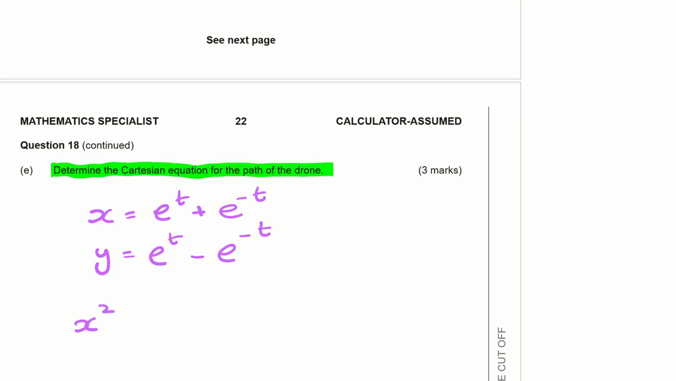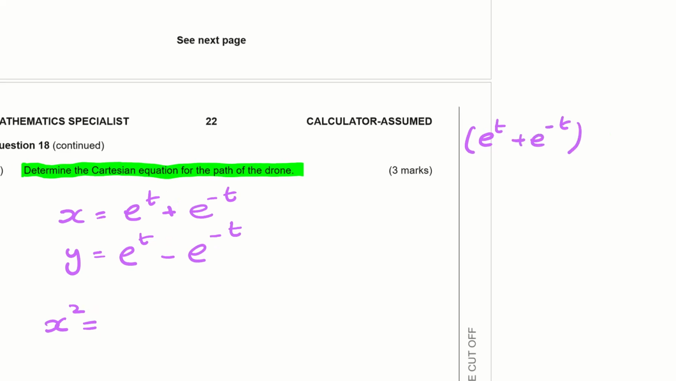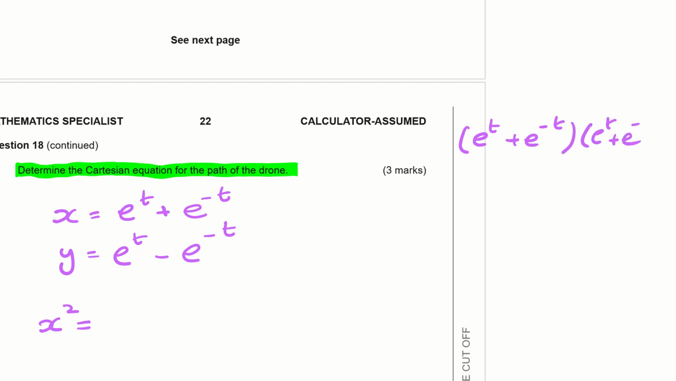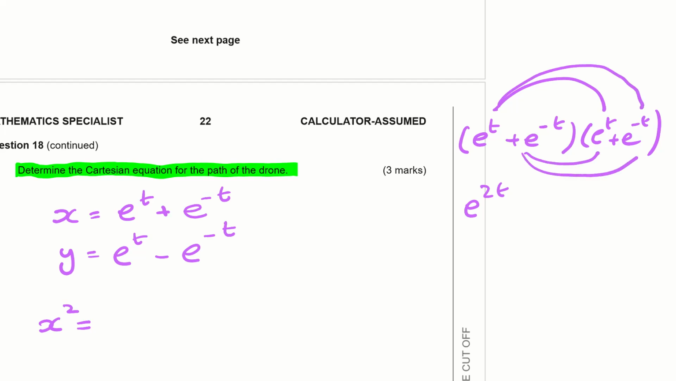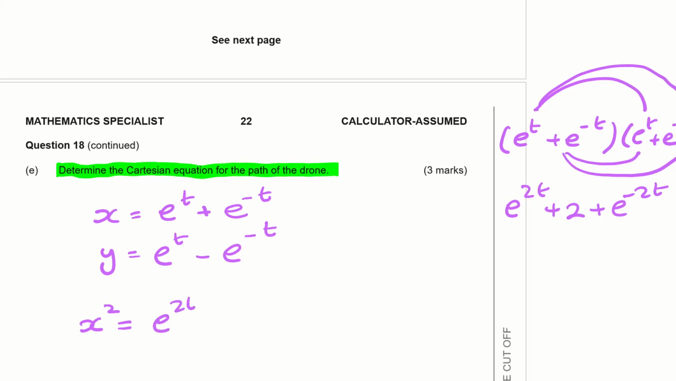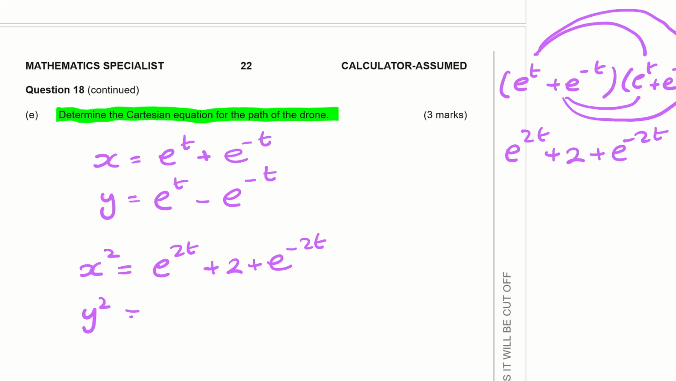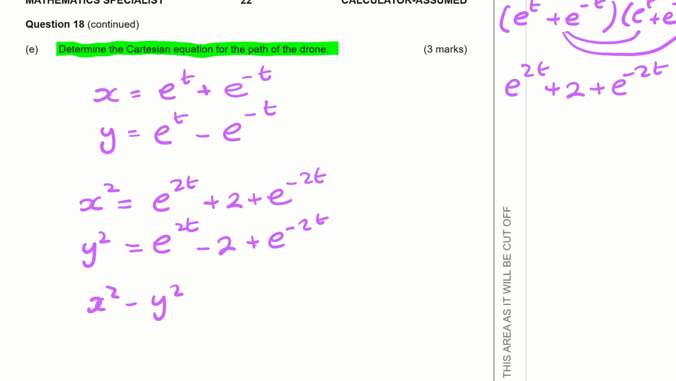So x squared would be, well, we're going to be doing e to the t plus e to the negative t multiplied by e to the t plus e to the negative t. And that is going to give me e to the 2t. Then that's going to give me 1. That's going to give me 1. And so I've got plus 2. And then finally e to the negative 2t. So that one is going to be e to the 2t plus 2 plus e to the negative 2t. And then y squared in the same sort of way ends up being e to the 2t minus 2 plus e to the negative 2t. So if we do x squared minus y squared, we get 4.